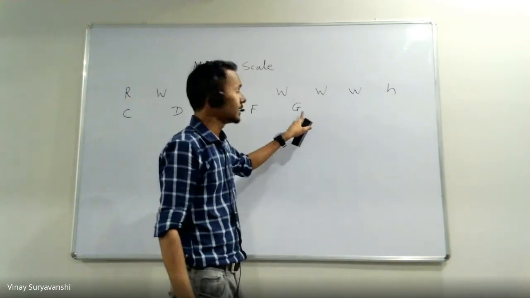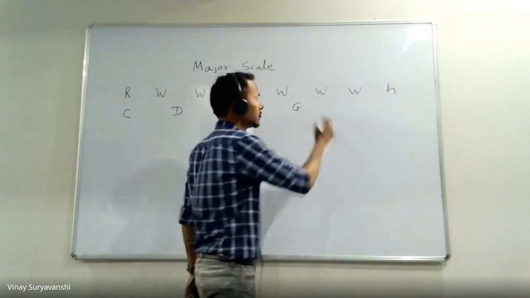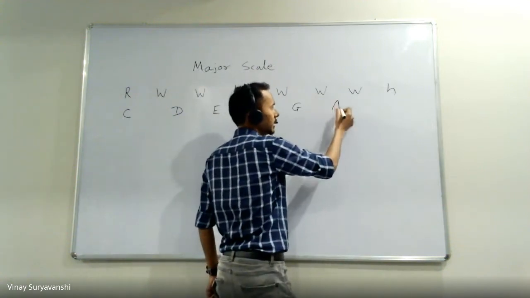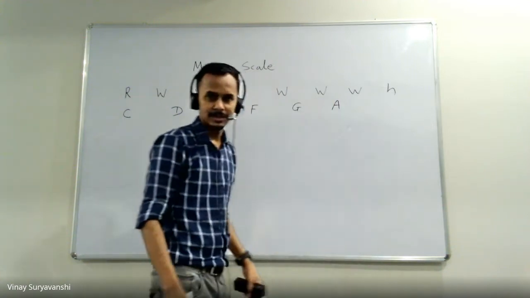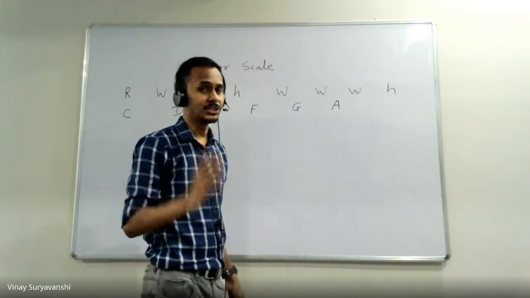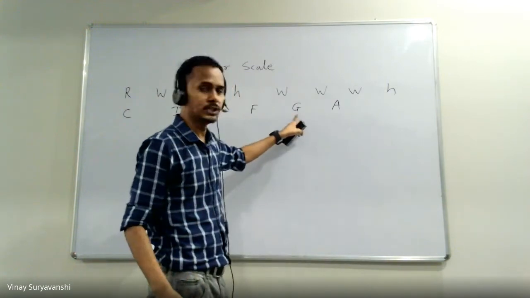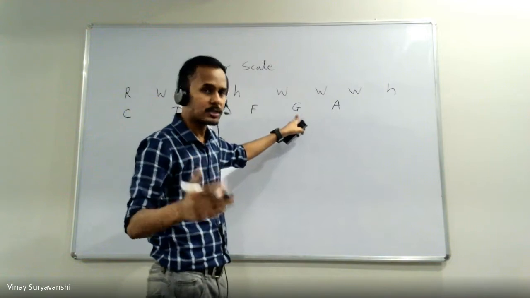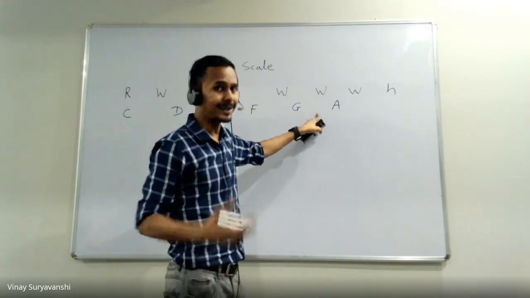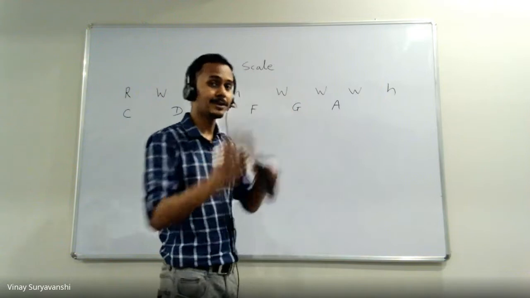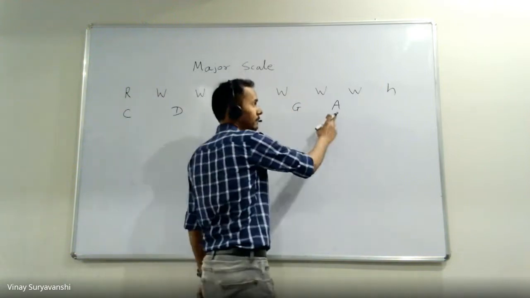Are you getting it? Another whole step: from G it is A, not H. We have only up to G, right? So G, and if you go a half step above, it's G sharp. And another half step, we'll start back on A, right? So the next note is A.